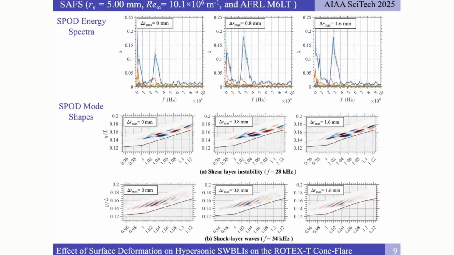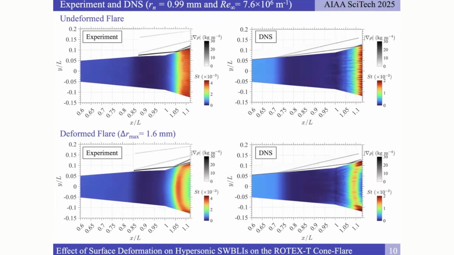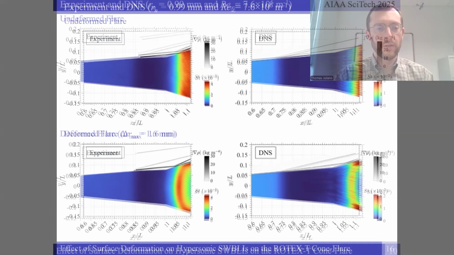Self-aligned focusing Schlieren measurements are shown here. The elevated peaks on the top three plots indicate the presence of dominant modes. The mode shapes are plotted for each deformation in the lower half of the slide. We can see that the similar mode shapes indicate that the deformation had negligible impact on the dominant off-wall instabilities. Here we have the experimental results compared to the direct numerical simulations. The top half represents the undeformed flare configuration, and the bottom half is the deformed flare.